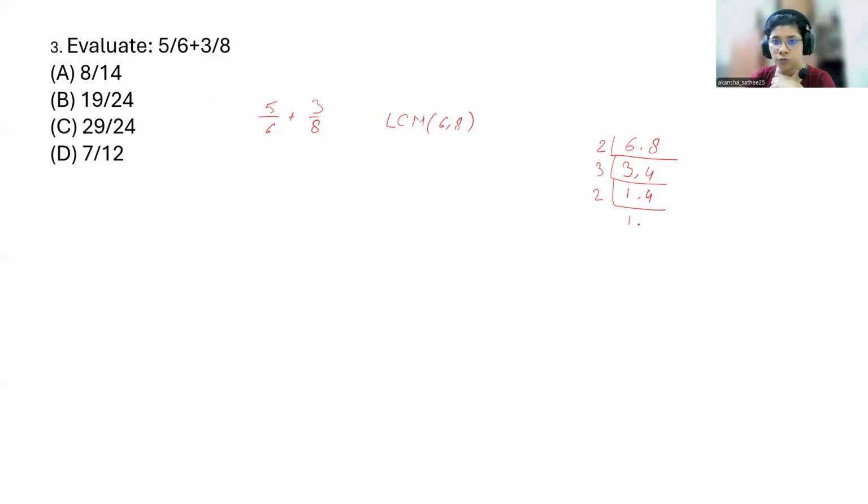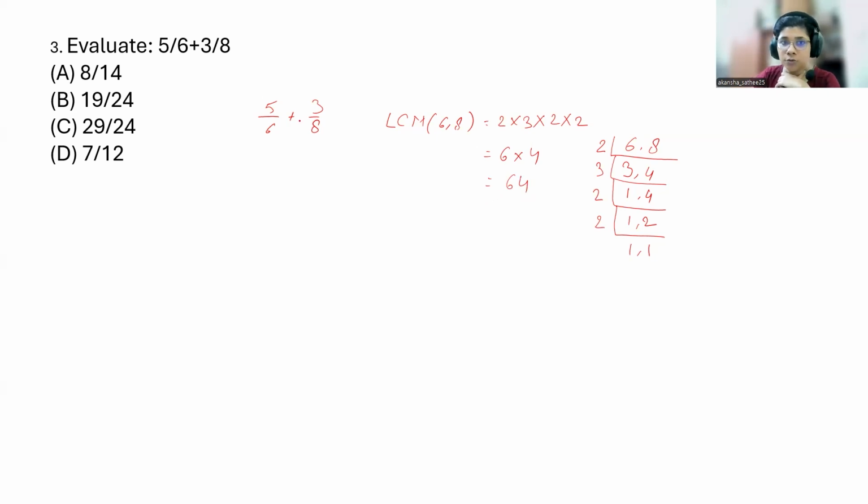So 2, and you get 1 and 2. Again, here you have a number which is not 1, so you have to keep on doing it. 1, 1. Now you are done. So the LCM of 6 and 8 is 3 into 2 into 2 into 2. So what will you get? 3 into 2 is 6, 2 into 2 is 4, 6 fours are 24. This is the LCM.